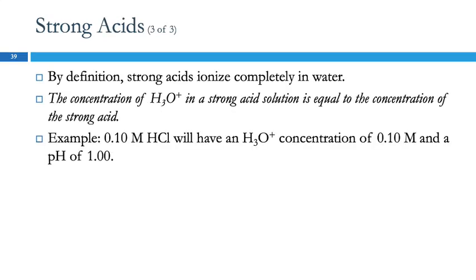So strong acids, by definition, ionize completely. And so they are pretty straightforward. The concentration of hydronium ion is equal to the concentration of the strong acid. So the example here, 0.1 molar HCl, this is a strong acid. All of it ionizes, and so we're going to have 0.1 molar hydronium ion concentration, and the pH will be 1. No ice tables needed.